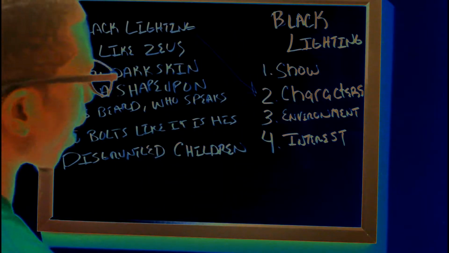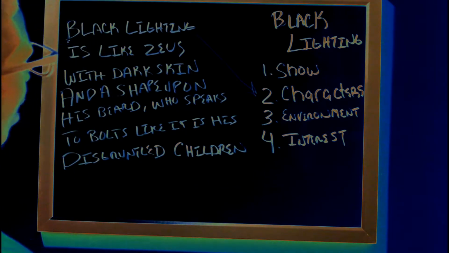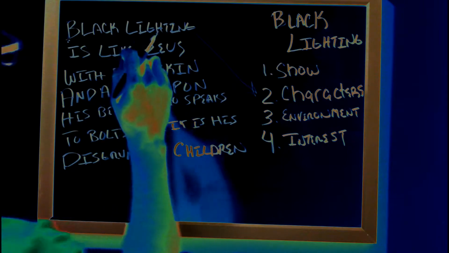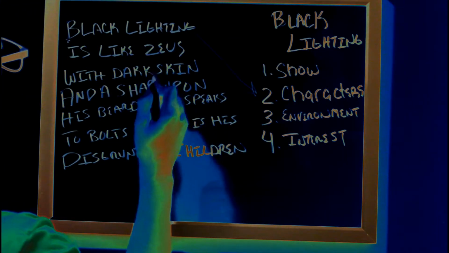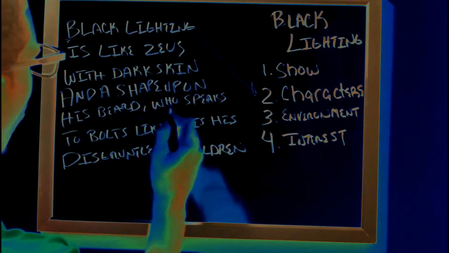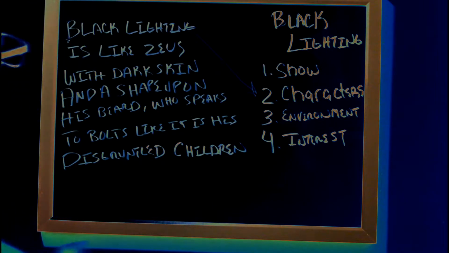So Black Lightning is the main character, of course, right? And so the name of my poem is basically Mom, have you ever seen Black Lightning? And so one of the things while I'm talking to my mom in this poem, I say, Black Lightning is like Zeus, with dark skin and the shape up on his beard, who speaks to the boats like it's his disgruntled children. Now, it's very interesting here in this line.